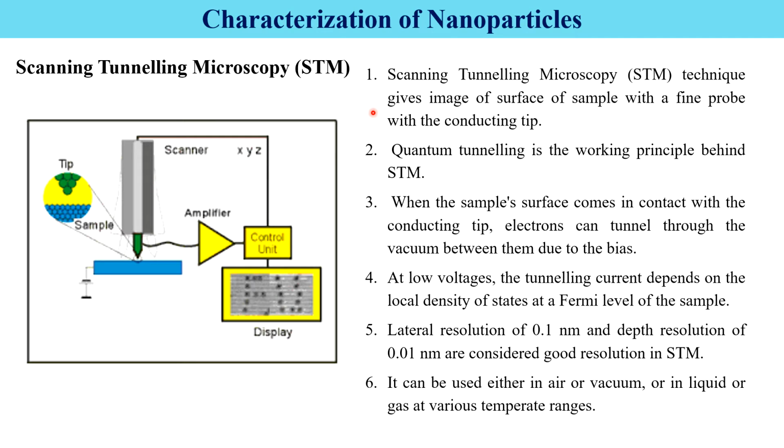We only are going through the characterization techniques needed for nanoparticles. When the sample surface comes in contact with the conducting tip, electrons can tunnel through the vacuum between them due to the bias. At low voltages, the tunneling current depends upon the local density of states at the Fermi level of the sample. Lateral resolution of 0.1 nanometer and depth resolution of 0.01 nanometer are considered good resolution in STM.